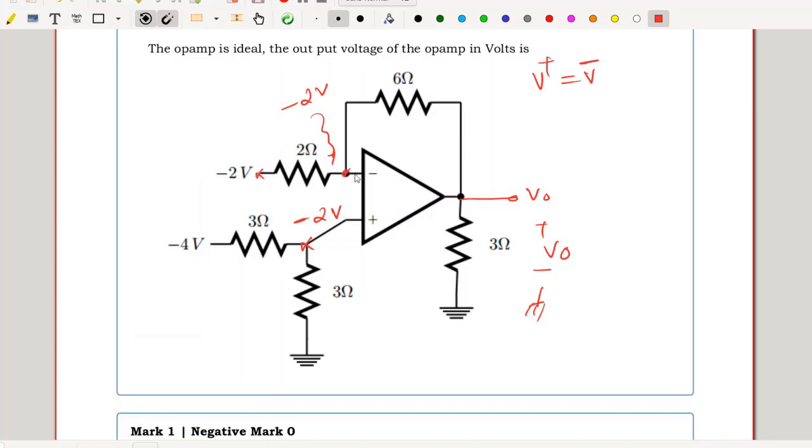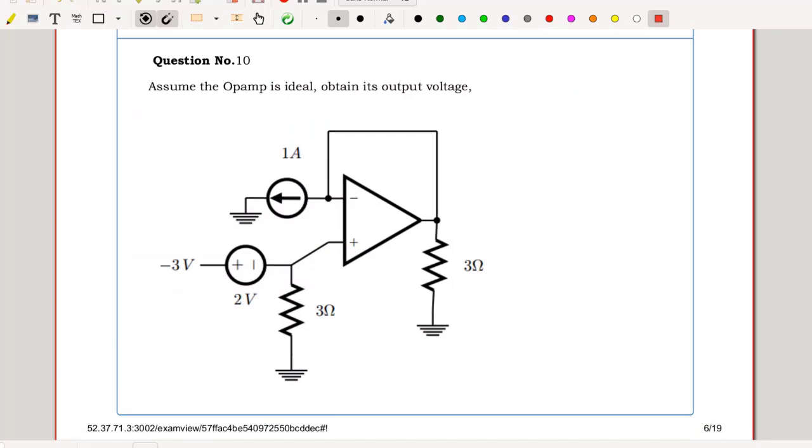With equal resistors, no current flows through the 2 ohm resistance, hence no current flows through the 6 ohm resistance, there is no drop across the 6 ohm resistance. This is at minus 2 with respect to ground, 0 drop. This node voltage also will be equal to minus 2 volts with respect to ground.